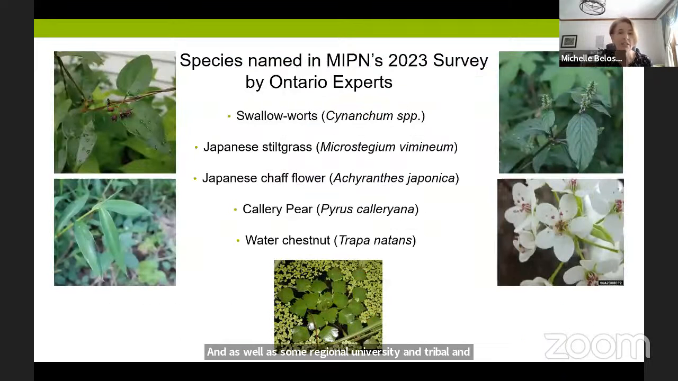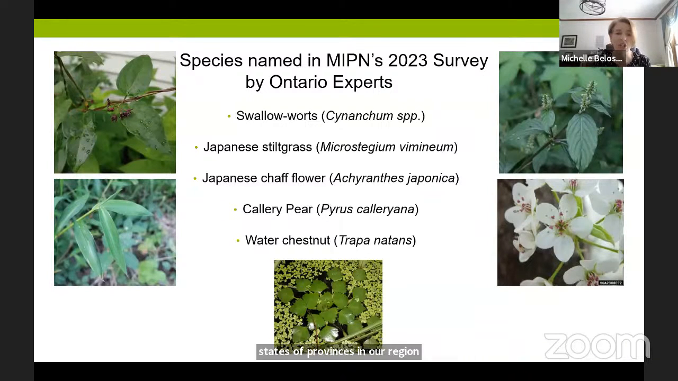But I'm going to focus on this slide and talk about the plants that were named by experts from Ontario that contributed to the survey. And I don't think it'll be a surprise to anyone that swallowwort is on this list. We just had that great presentation from Hayden. Yeah, that plant is definitely of concern. Japanese stiltgrass was also named, Japanese chaff flower, callery pear, which was named by 9 out of our 10 states and provinces in our region.